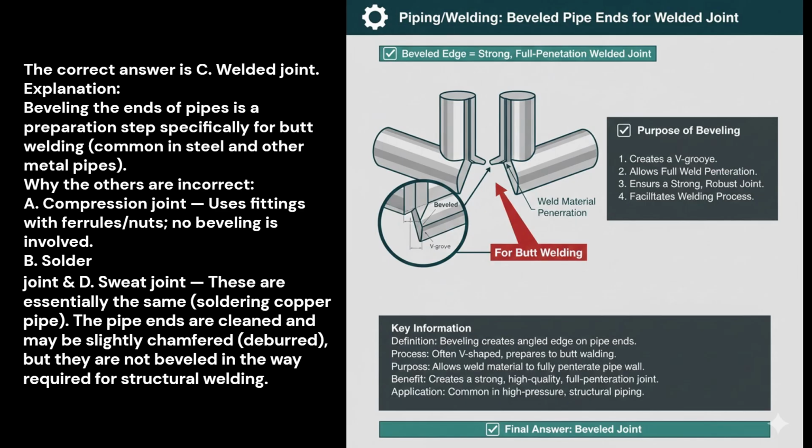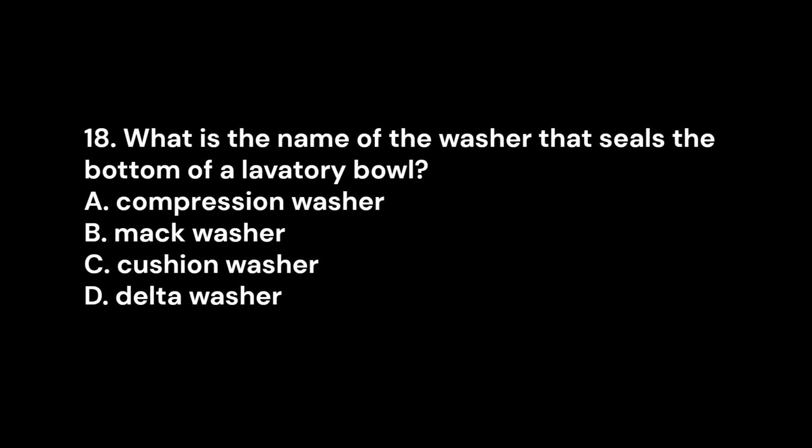Why the others are incorrect? A. Compression joint uses fittings with ferrules and nuts, no beveling is involved. B. Solder joint and D. Sweat joint, these are essentially the same, soldering copper pipe. The pipe ends are cleaned and may be slightly chamfered or deburred, but they are not beveled in the way required for structural welding. Number 18.